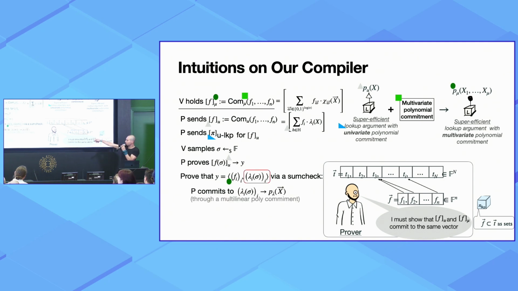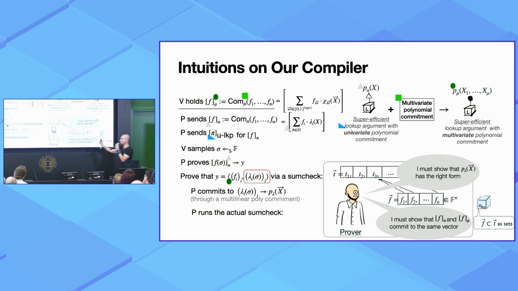So let's have it. P commits to it with the multivariate thing. And then it needs to show it has the right shape. That's all that's left. Now this is the moment where all intuitions are sort of compressed. It proves that it's actually the right shape. You can see it here roughly.